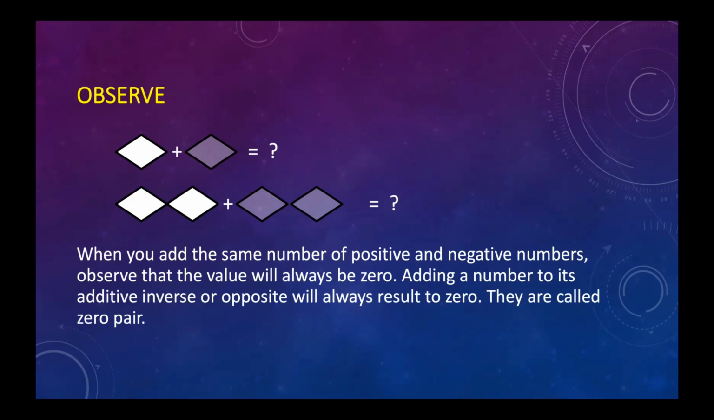Adding a number to its additive inverse, or opposite, will always result to 0. They are called the zero pair. Okay? Zero pair ang tawag sa mga yan. Bawa, kahit nasabihin mo na 3 negative plus 3 positive, it will always be 0.